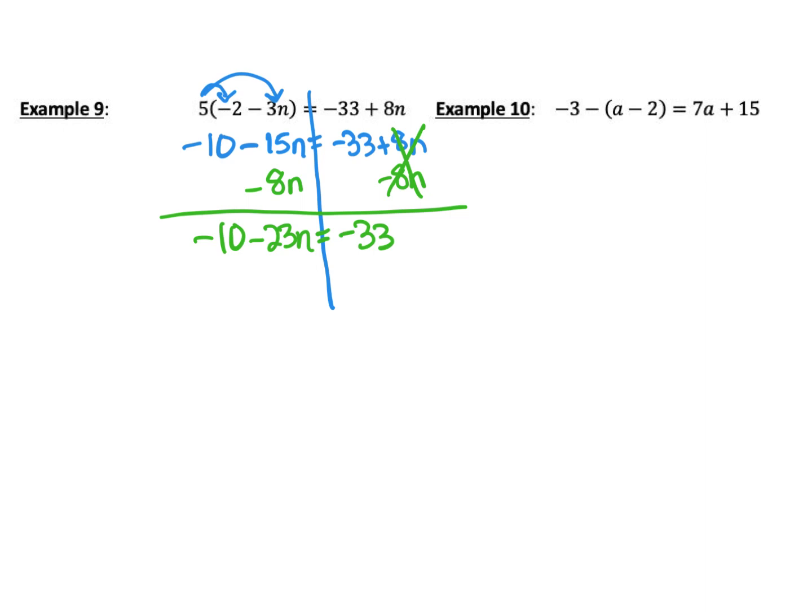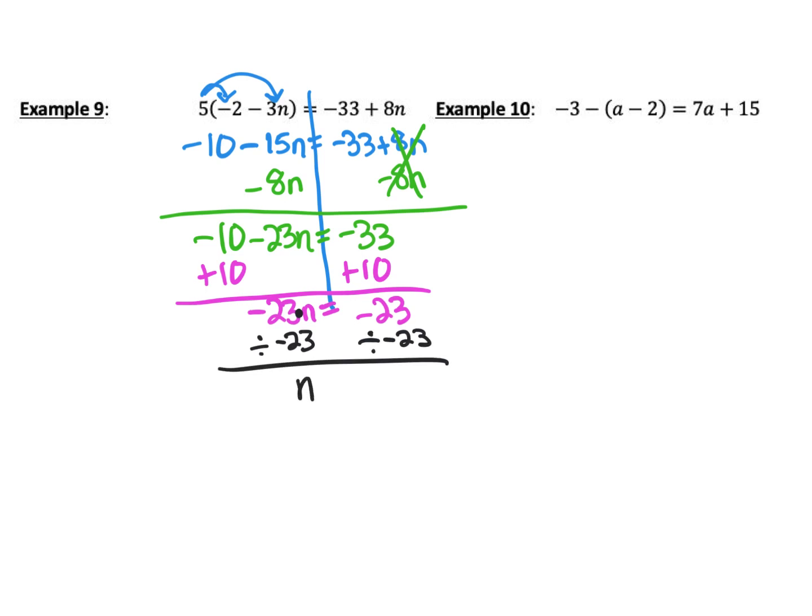Then I want to move this guy to be over here with his friend. That is a negative 10, so I'm going to put a positive 10 with him. I'm going to have negative 23n. Negative 33 plus 10 is negative 23. Negative 23 and n are multiplying, so I'm going to divide by negative 23 on both sides. Negative 23 divided by negative 23 leaves 1 or 1n. Negative 23 divided by negative 23 leaves 1. n equals 1.